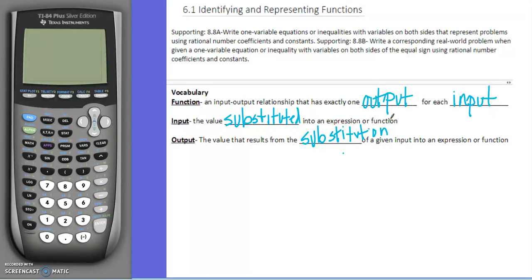Typically, when you're looking at input-output tables, the input is typically the X and the output is the Y. All right.